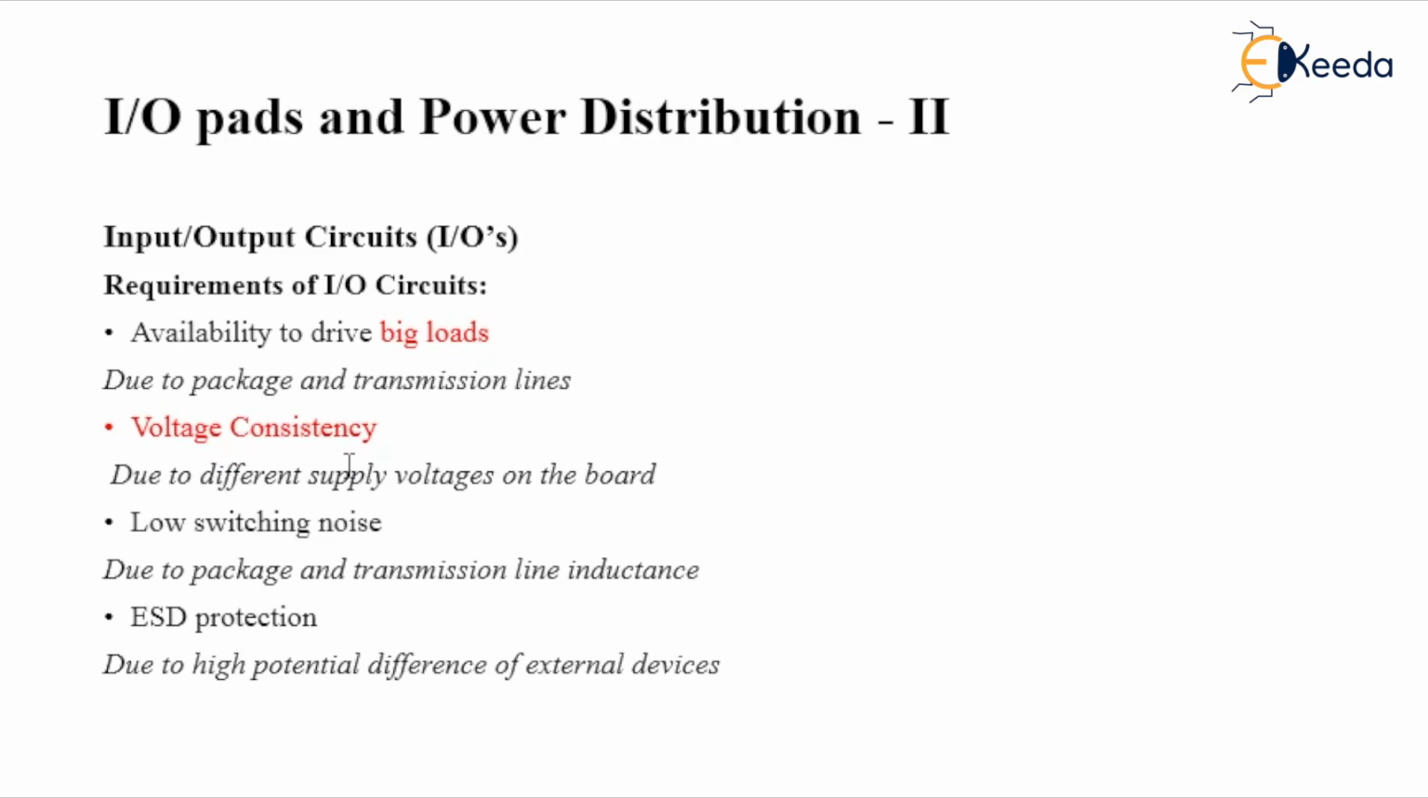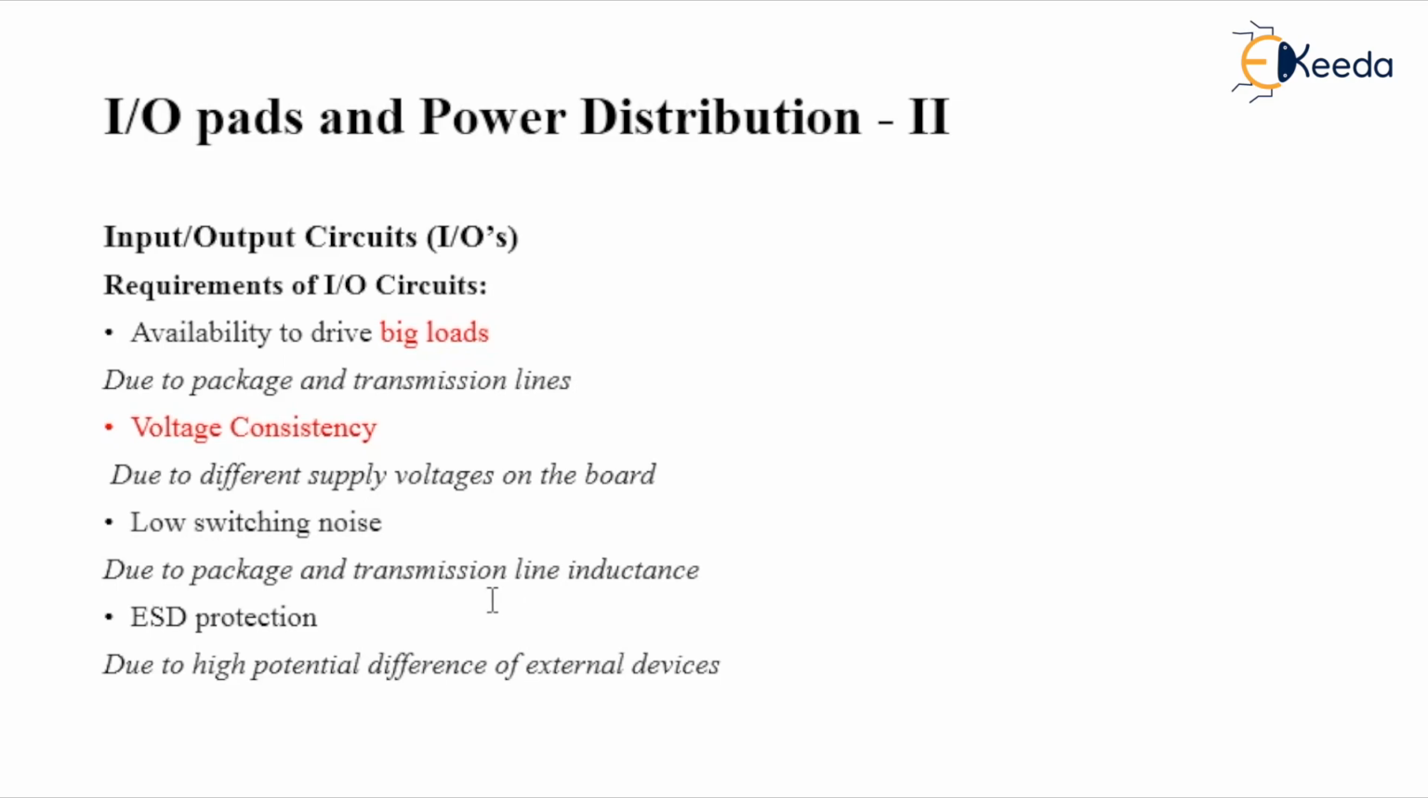The second one is voltage consistency. When there is any fluctuation in the input or supply voltage, what happens to the board? It will cause damage to the board. So definitely a constant voltage should be there. So the requirement of these I/O circuits is voltage consistency, to protect from the fluctuations provided by the supply voltages or input voltages.